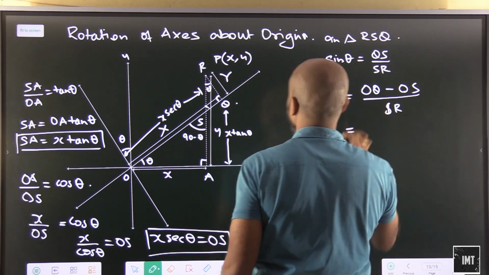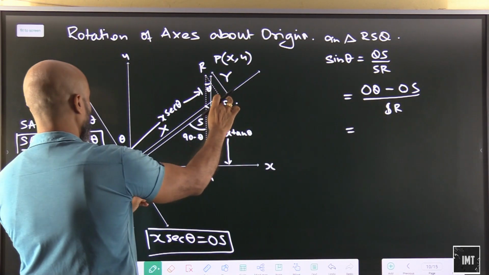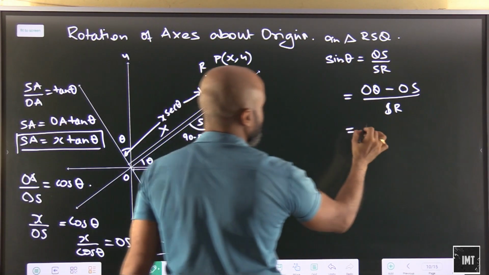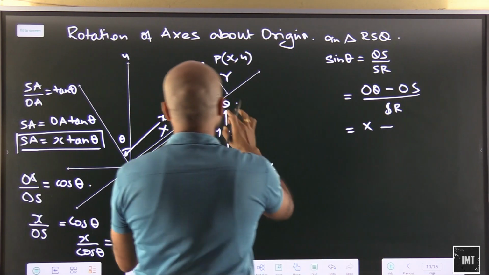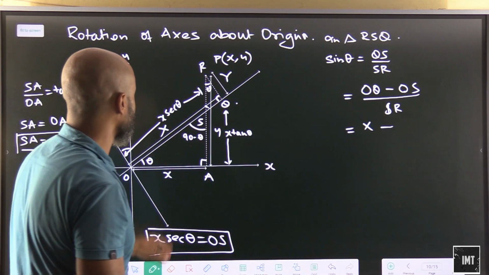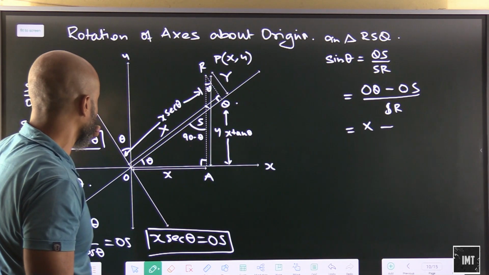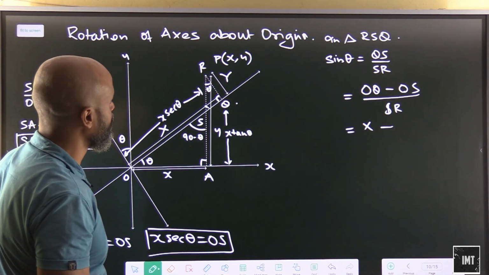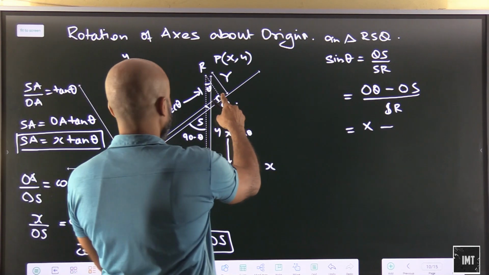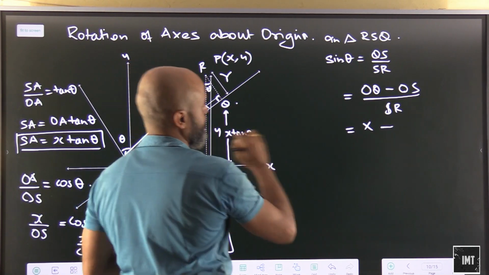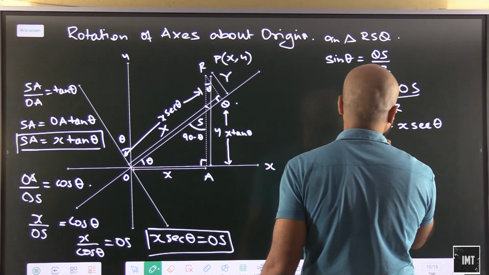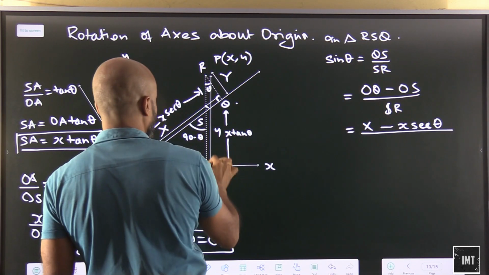Okay, so OQ is how much? OQ we know is the entire length here. This will be basically capital X minus SQ. How do we calculate SQ? SQ is OQ minus OS, and OS we know is small x sec theta. So this is small x sec theta upon SR.